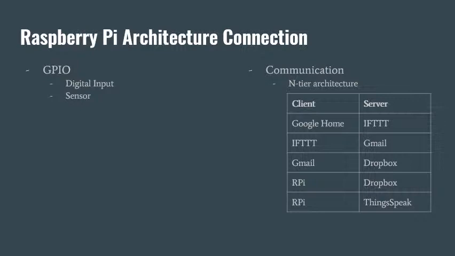The communication between Google Home and Raspberry Pi is an entire architecture. Google Home sends a trigger request to IFTTT, which stands for If This Then That service. When IFTTT is triggered, it will send a pre-composed message to the Gmail server that contains commands for Raspberry Pi. The Gmail server will then compose the message into an email and send it to a designated address, which is Dropbox Cloud Storage. Dropbox Cloud Storage will then store the content of the email as a text file.